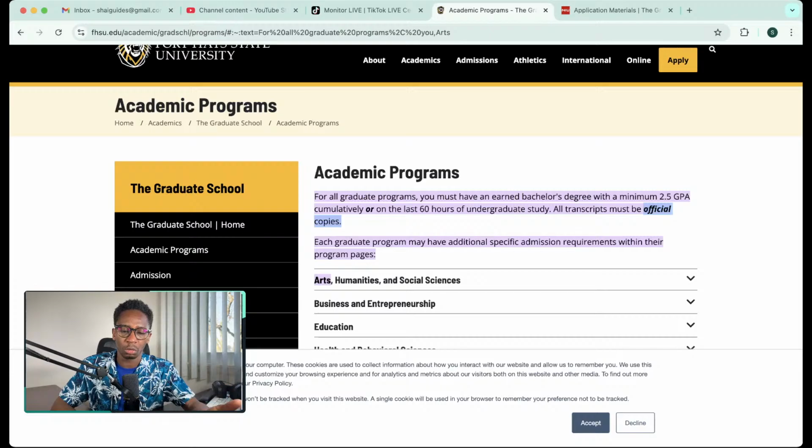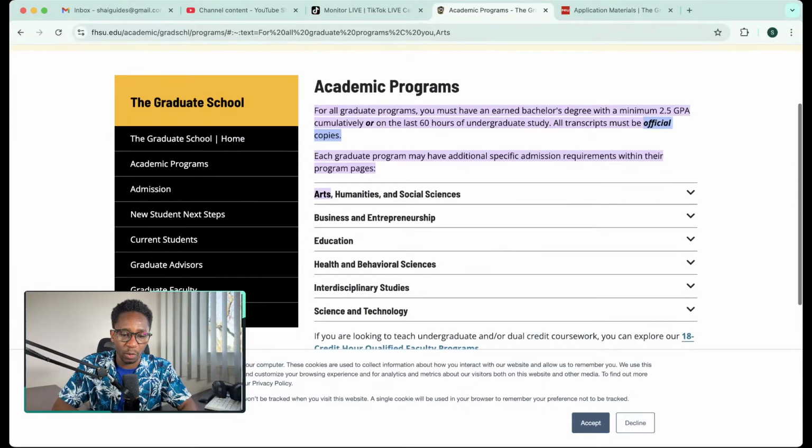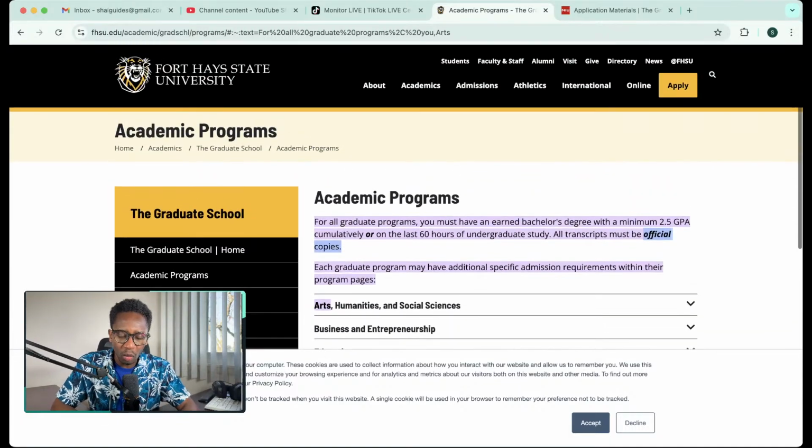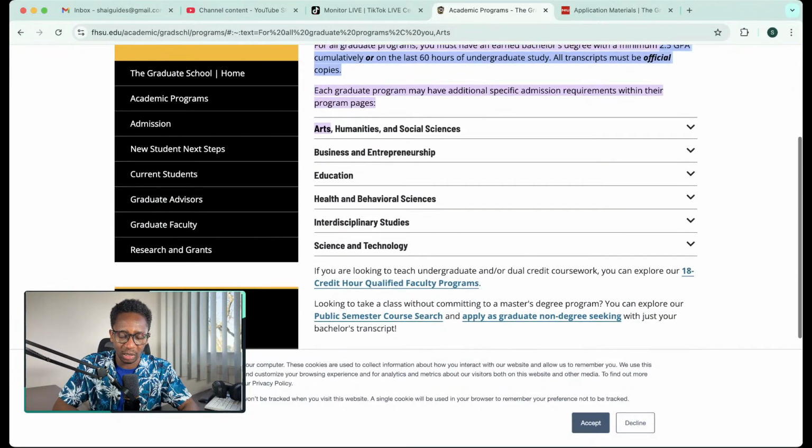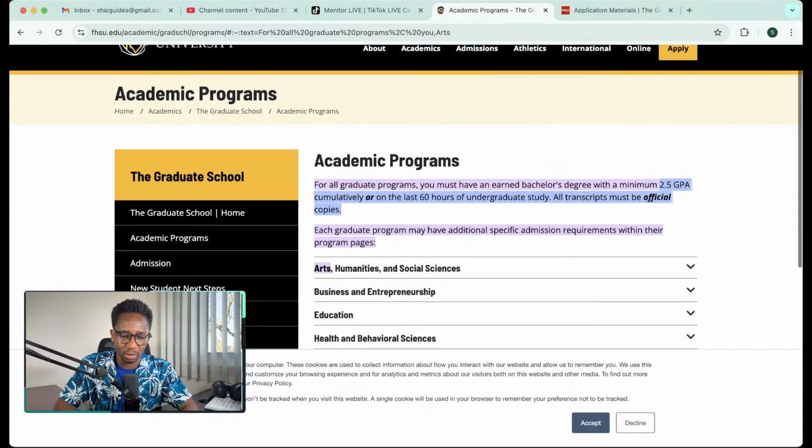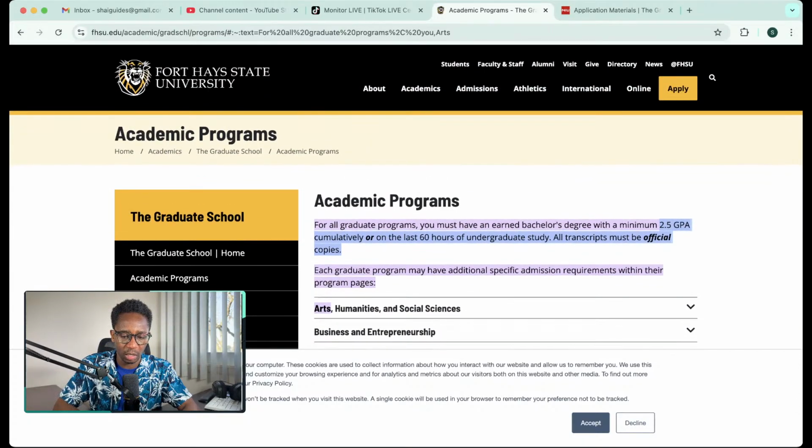But some schools don't really want you to do that. They give you admission decisions based on the unofficial one that you upload, the scanned one. Then when you come, you can bring the official one. So it depends. But yeah, we have confirmed another school. Fort Hays states that a 2.5 GPA can get you admission. Then when you do a little bit more, you can get funding. So that's another school that you can consider.